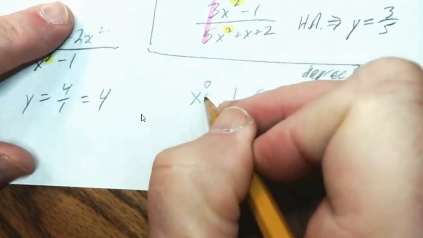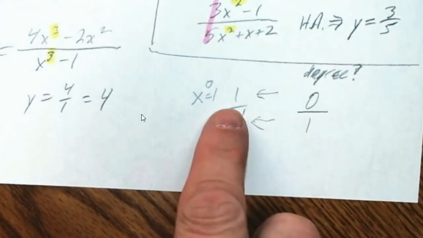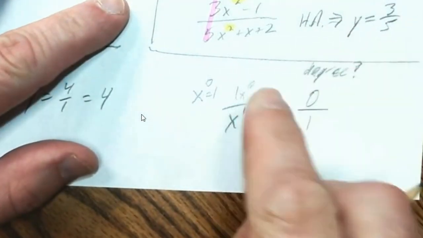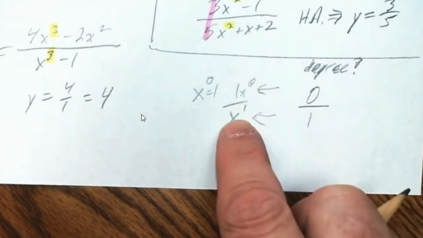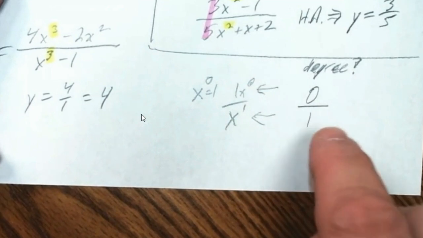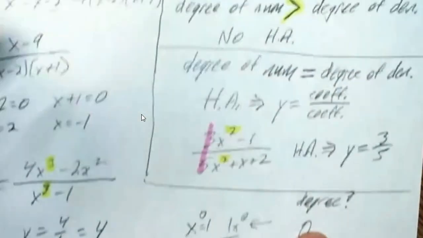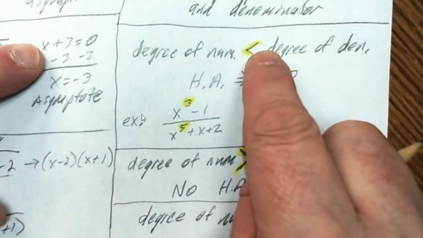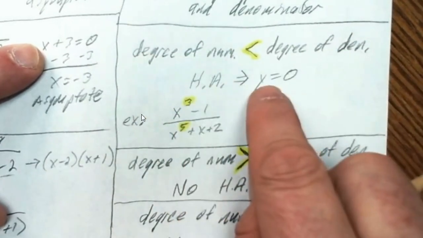Because x to the 0 equals 1. So it's just 1 times x to the 0, which is just 1. So it's just whatever number's there. So 1 over x means the degree of the denominator is larger than the degree of the numerator, so the horizontal asymptote is at y equals 0.